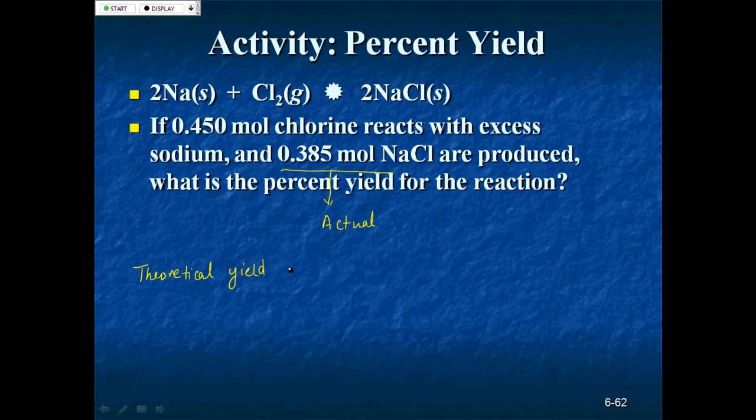Theoretical yield. Let's calculate. How much chlorine do we have? 0.450 moles of chlorine, which is the limiting reactant. So how much sodium chloride can form? What do we do? Multiply by the mole ratio. So 2 moles of NaCl per 1 mole of chlorine. Okay. How much do we need? Or what is the theoretical yield?